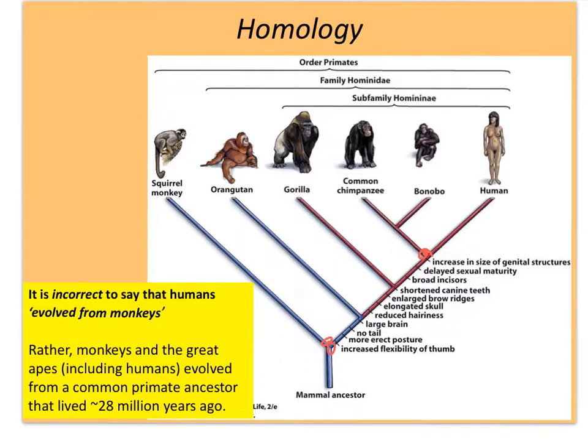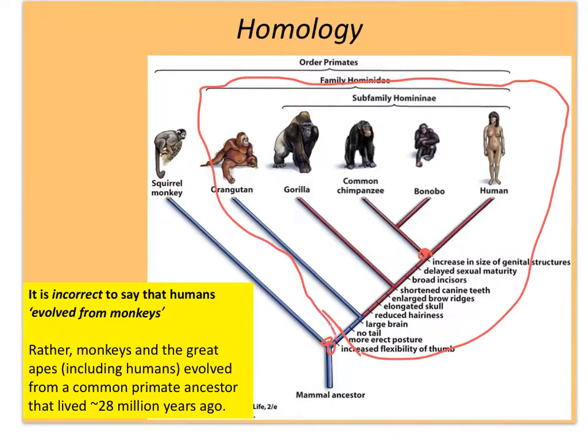About 28 million years ago, we shared a most recent common ancestor with this branch of monkeys that includes macaques, squirrel monkeys, baboons, all kinds of different things. And then this other branch right here resulted in the apes. Okay, so we have the family Hominidae, and then we have the subfamily Homininae that doesn't include the orangutan.